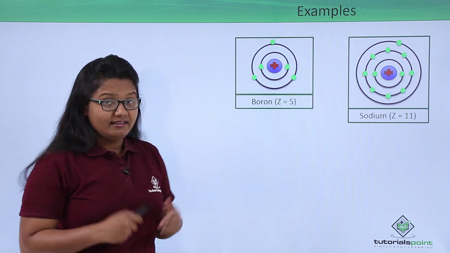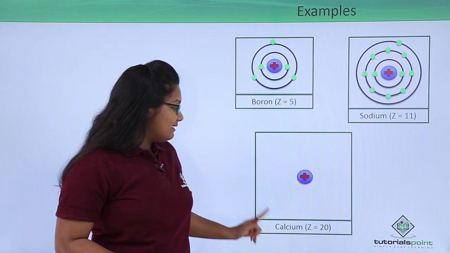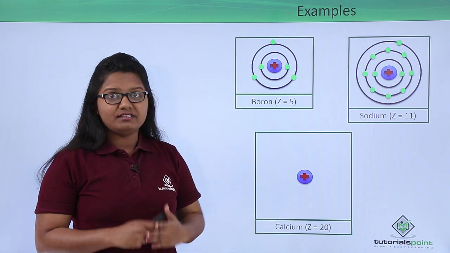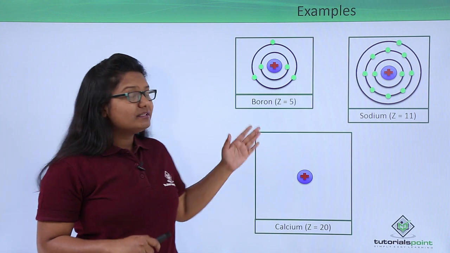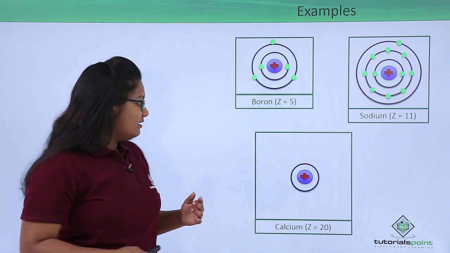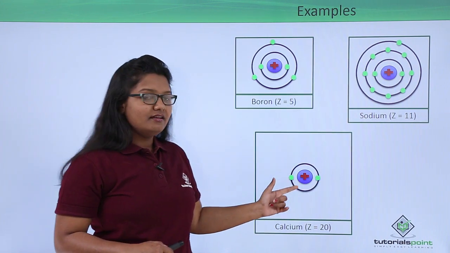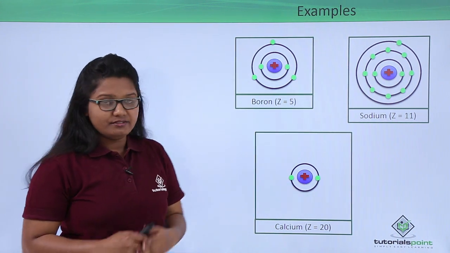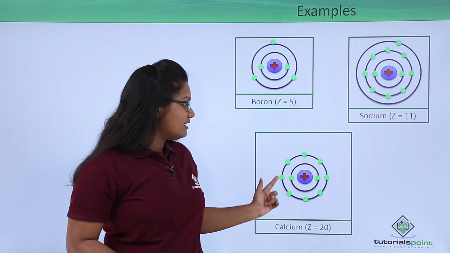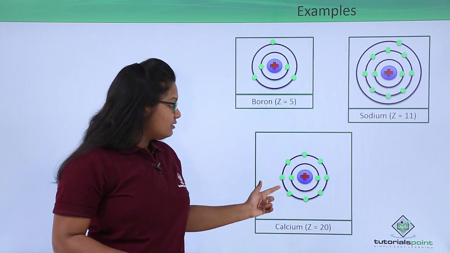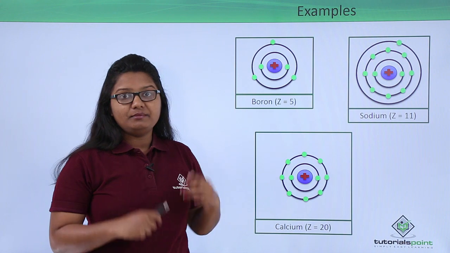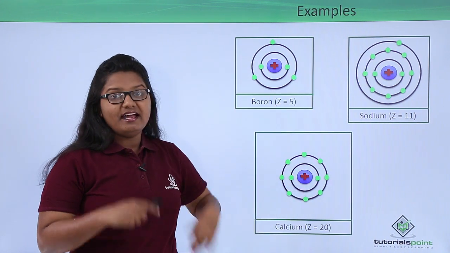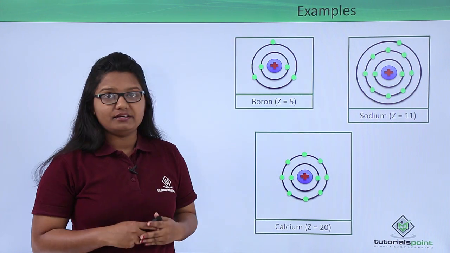Again we'll take another example, that is calcium whose atomic number is 20. So we have 20 electrons here to arrange. We'll follow the same rules to arrange the electrons. That is, first we'll fill the K shell with 2 electrons and then we are left with 18 more electrons and we'll fill the L shell with 8 more electrons. So 2 plus 8, it becomes 10. So out of 20 we have arranged 10 electrons and we are again left with 10 more electrons.